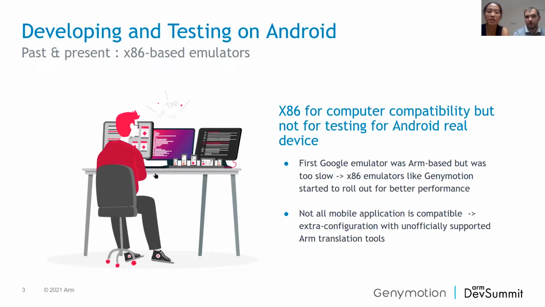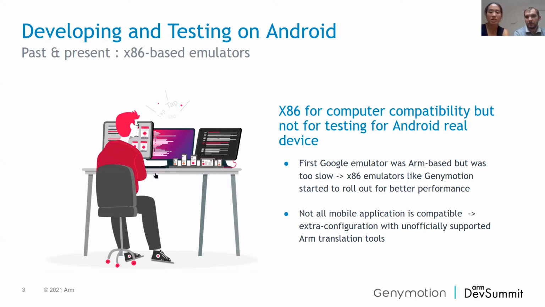So let's have a bit of history regarding the development of Android emulators. More than 10 years ago, when the first Google emulator was released, it was ARM-based, but really slow to boot, as it was running on x86-based computers. And that's how we saw that x86 emulators like Genymotion started to roll out for quick boot and better performance. But while gaining performance, it all comes with a price. Not all mobile applications are compatible. And engineers are facing issues when developing and testing native code.